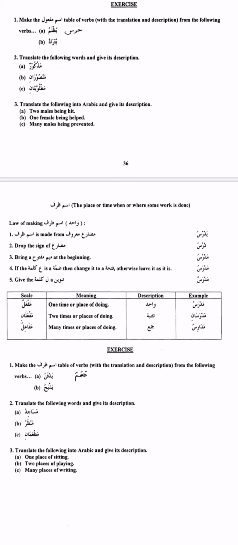So you give the noon a dhamma, it becomes mamnu'u, and then you add a waw sakin between the ayn and lam kalima, i.e. between the noon and ayn. And what do you get? Mamnu'u. And then you give the lam kalima ayn a tanween, and you get mamnu'un. So mamnu'un, that one male who is prevented. Mamnu'ani, two males who are prevented. And then mamnu'una, many males being prevented.